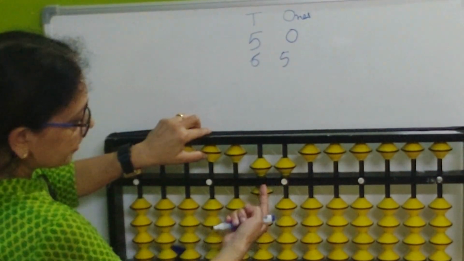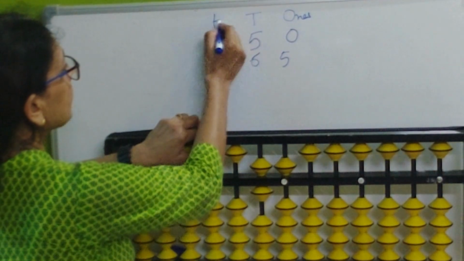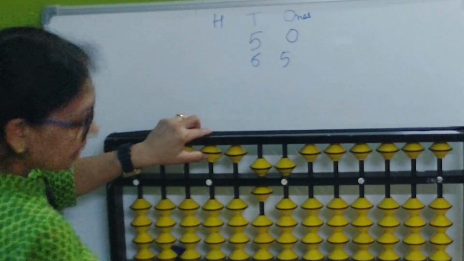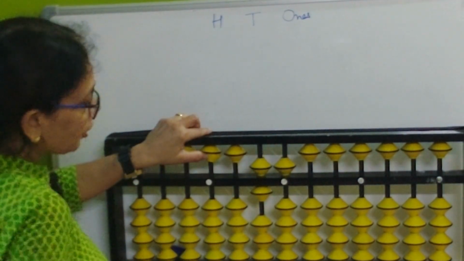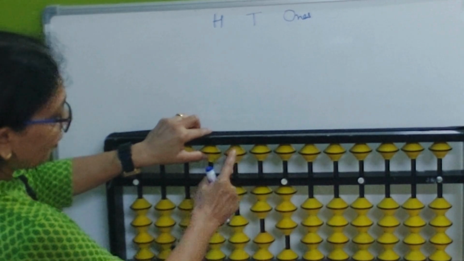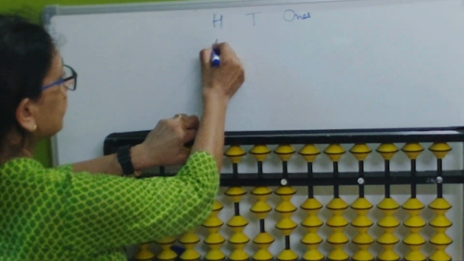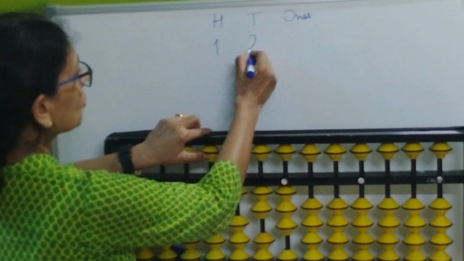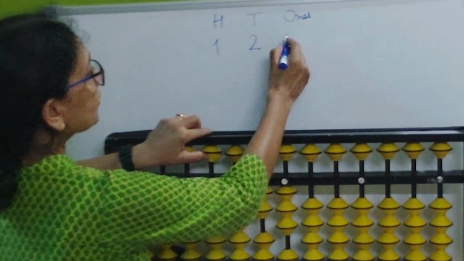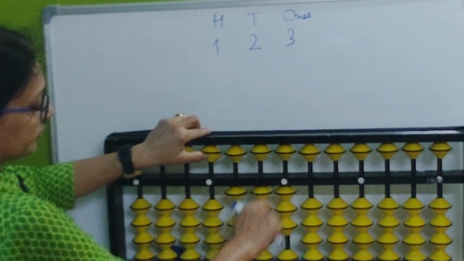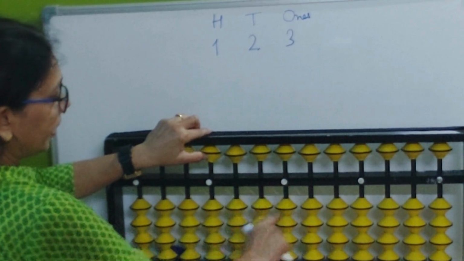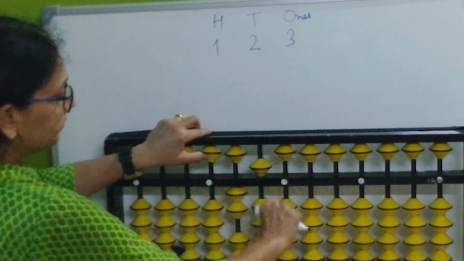Now see, ones, tens, 100. We'll discuss a few. 100 means 3-digit numbers. Okay. So only what you have to see, 0. See, 1 at the 100 rod. Tens rod, 2. Ones, 3. So 123.